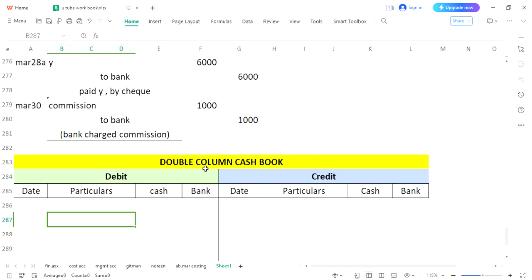As usual, since this is the fourth question, we have already made two cash books for the previous two questions, and we have a complete idea as we have two sides, debit and credit. There are two columns on the debit side, cash and bank, and two columns on the credit side, cash and bank. That is why it is called a double column cash book. It means we will deal with two cash columns and two bank columns at the same time. Both ledgers would be made in this double column cash book.